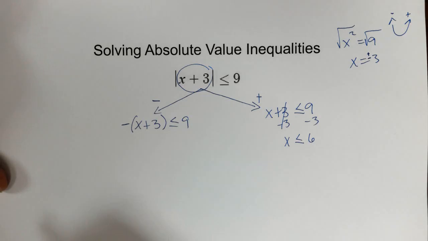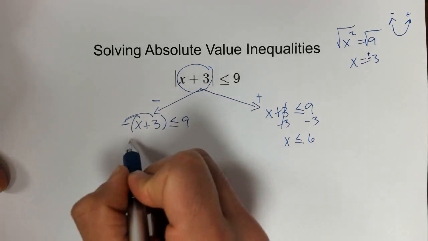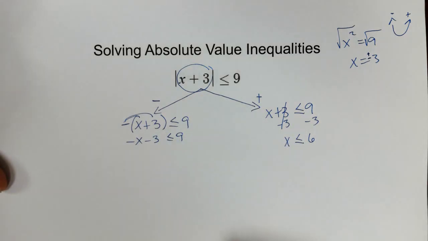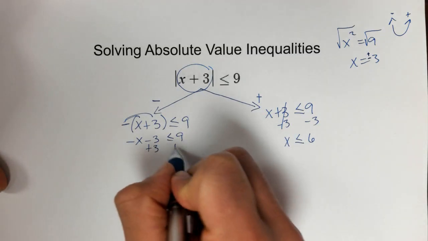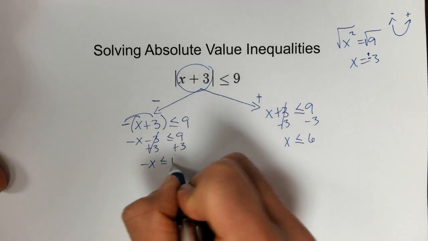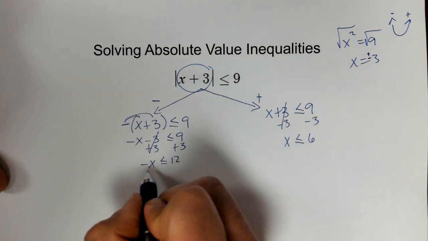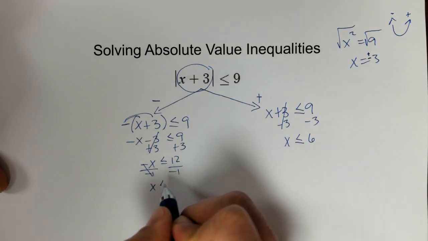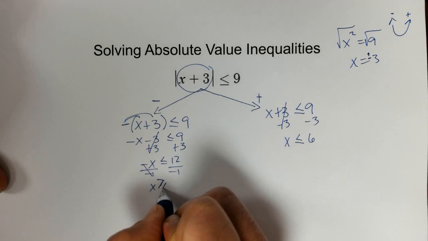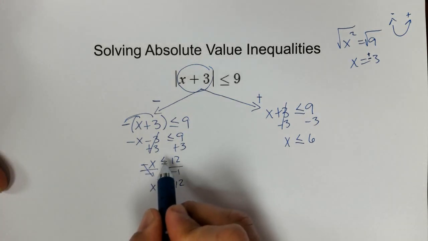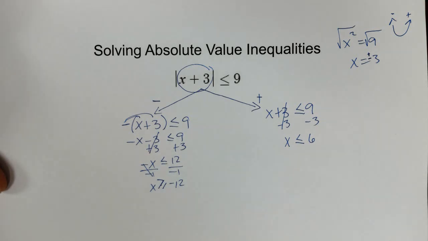So we just solve this as it is, right? We distribute the negative into both, and we solve. Move the 3 to the other side. Negative x is less than or equal to 12. Divide both by a negative 1. X is greater than or equal to negative 12. Because when you divide by a negative, this flips over to a positive, so greater than, right?